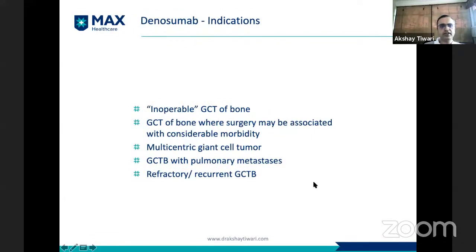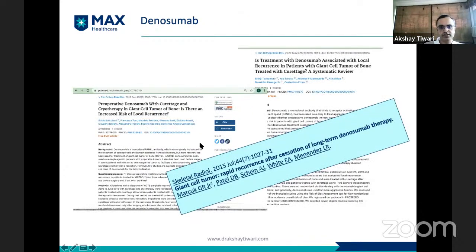So the indications for denosumab as we see today are inoperable giant cell tumor of bone, GCT, where surgery may be associated with considerable morbidity, for example, the sacral GCTs, multicentric giant cell tumors, GCT with pulmonary mets, and refractory and recurrent giant cell tumors.